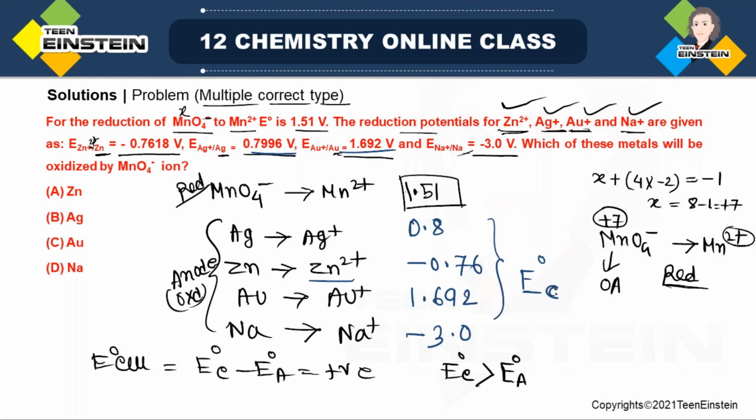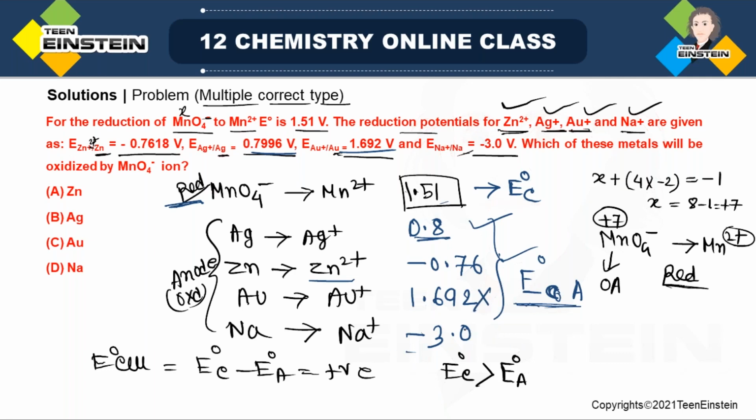Sorry, I have made a mistake. All these are basically anode, E0A, and this is E0C because it is reduction, so it will be cathode. In which case E0A is lesser, that we have to check. So 0.8, it is lesser than 1.51, so it is possible. Then minus 0.76, this is also possible. 1.69. So now E0A is greater than E0C, so this is not possible. Gold cannot act as reducing agent here, and sodium it is already negative, so this is possible.